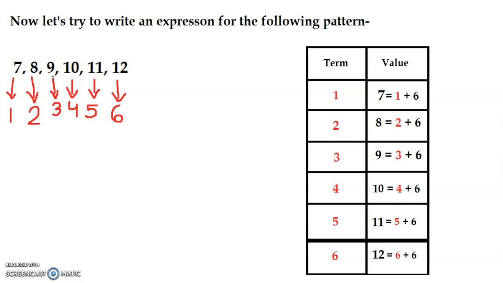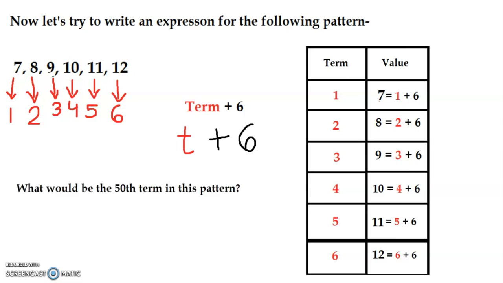We can see that in each value, 6 is being added. So it's a constant being added each time. And the numbers in red, that is 1, 2, 3, 4, 5 and 6, are the same as the term numbers. So they are variables. So the value can be written as term number plus 6. Instead of term, we can write T to shorten it. So the expression for this pattern is T plus 6.